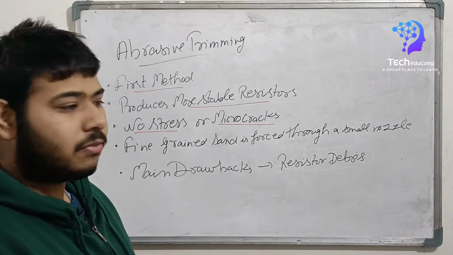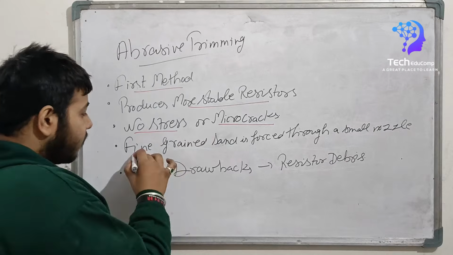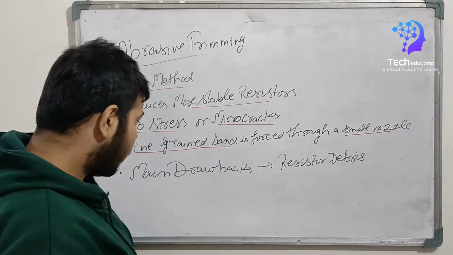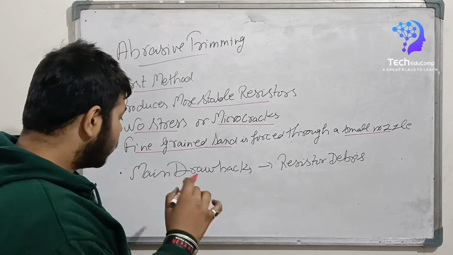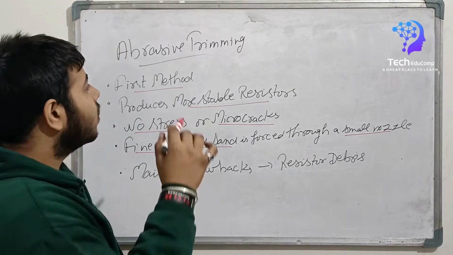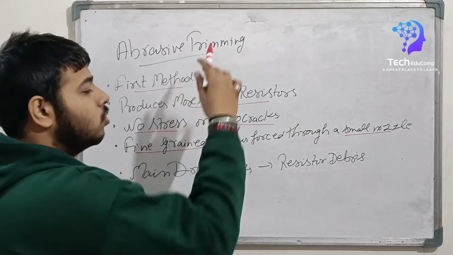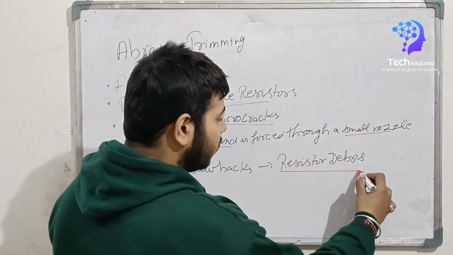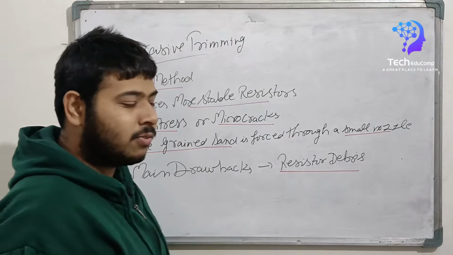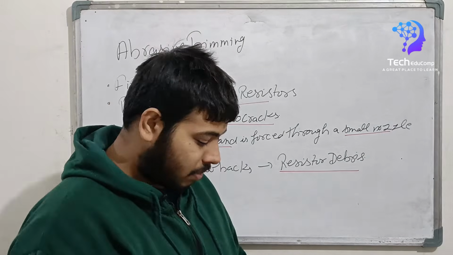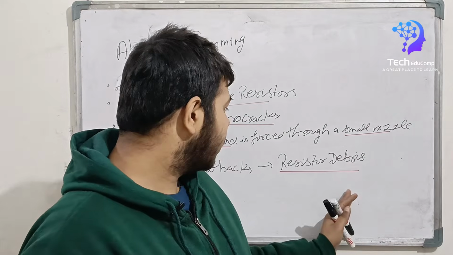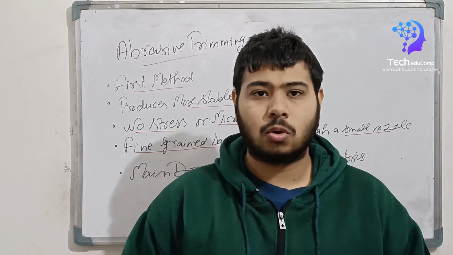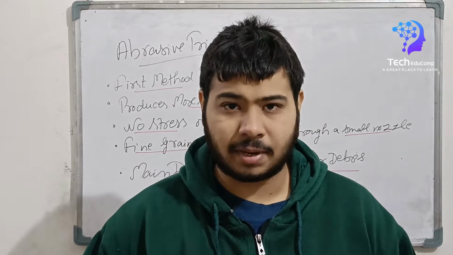So how was abrasive trimming done? Fine grained sand is forced through a small nozzle under high pressure. There was also a main drawback because of which this method is not used now. It was the debris, which was a highly contaminating material. Because of this drawback, laser trimming was invented.